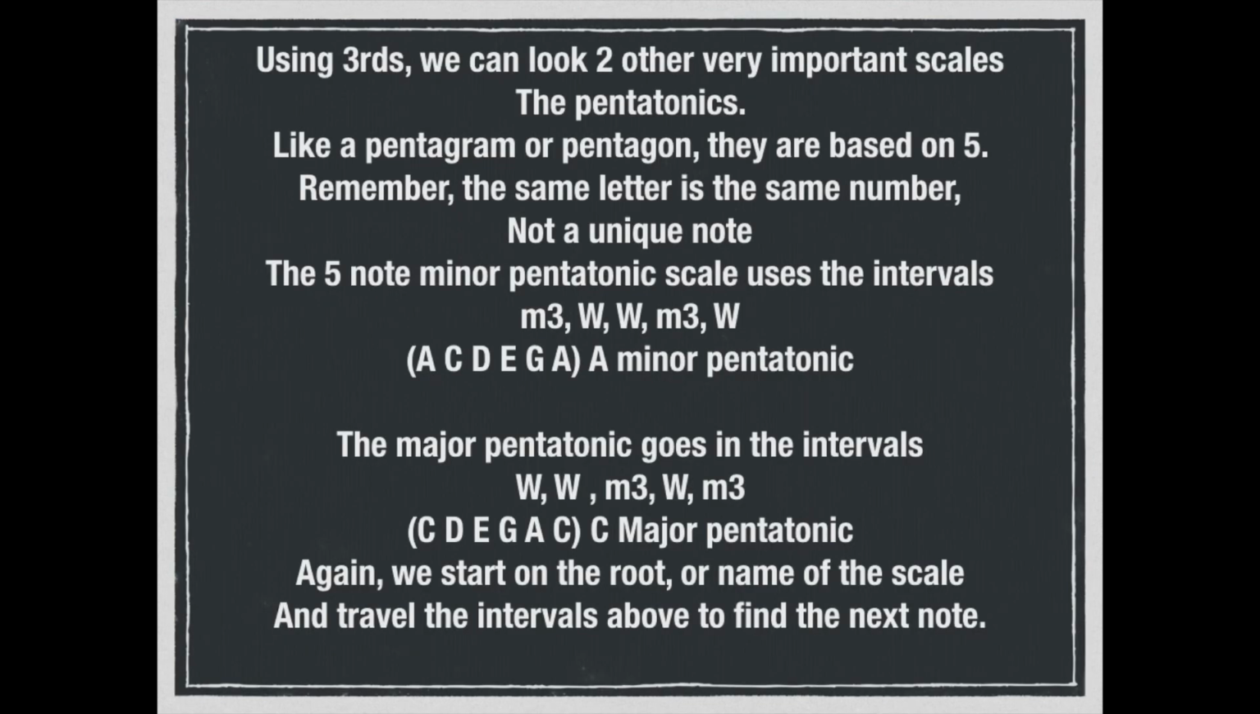Using thirds, we can look at 2 other very important scales, the pentatonics. Like a pentagram or a pentagon, they're based on 5. Remember, the same letter is the same number, not a unique note. The 5-note minor pentatonic scale uses the intervals minor third, whole tone, minor third, whole tone. So an A minor pentatonic is A, C, D, E, G, A.